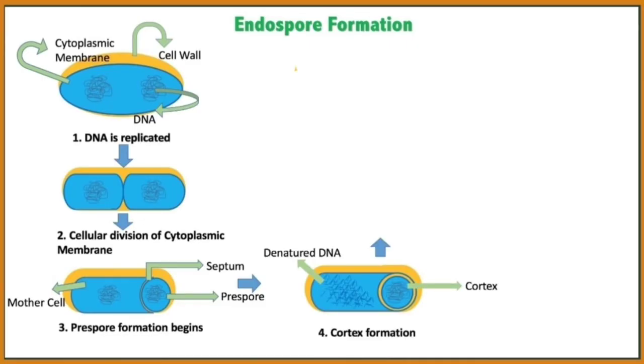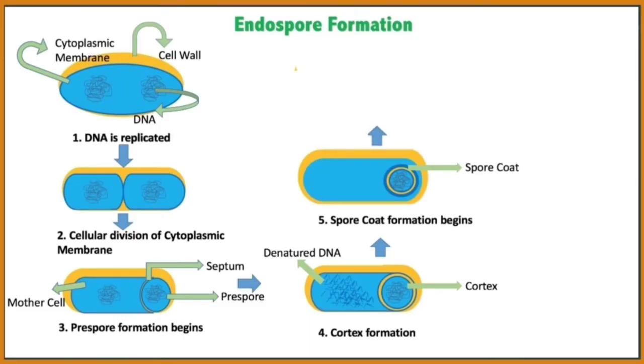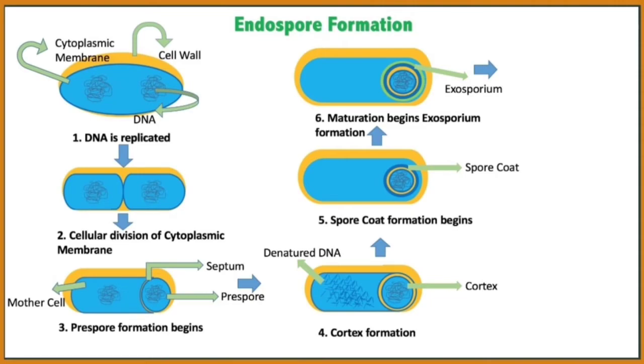In the fourth step, cortex is formed and the mother DNA is denatured. In the fifth step, coat formation begins outside the spore. In the sixth step, exosporium formation occurs along with maturation. In the last step, the mature spore is released.